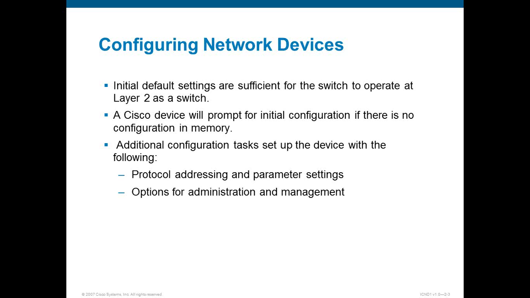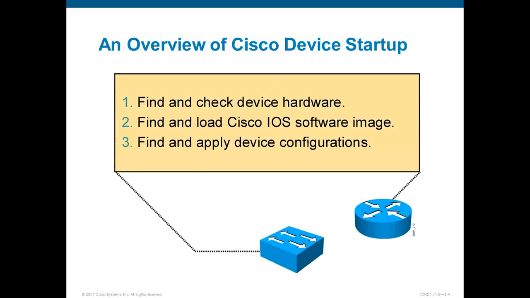Okay. Additional configuration tasks set up the device with the following protocol settings and parameters. For any additional configuration you are doing, for example, to log in to a device and to manage the device, you need to have an IP address, and access through different methods. Like for example, there are different methods you can access. Let's talk about that. Okay.